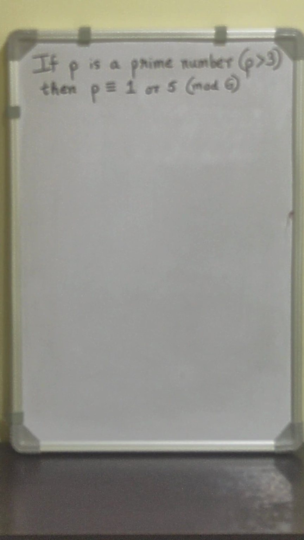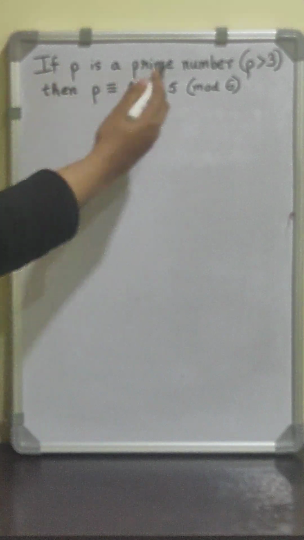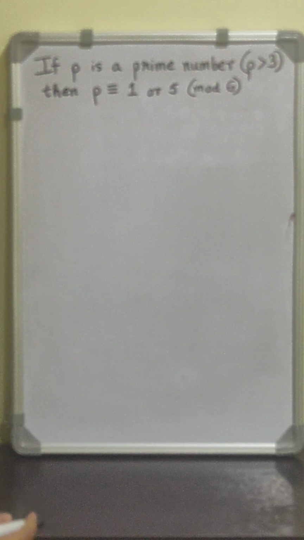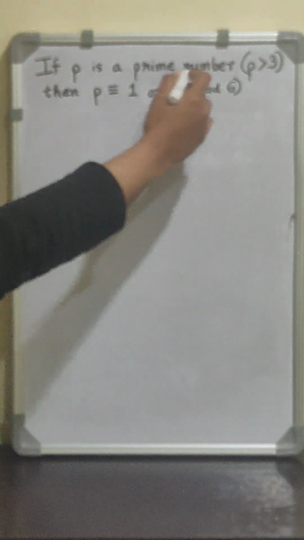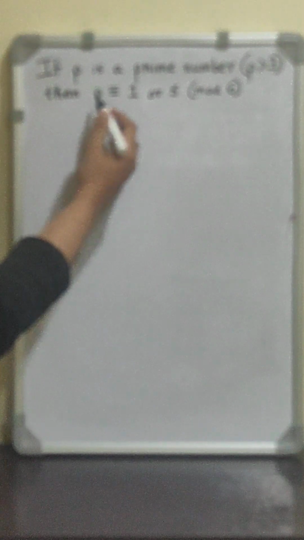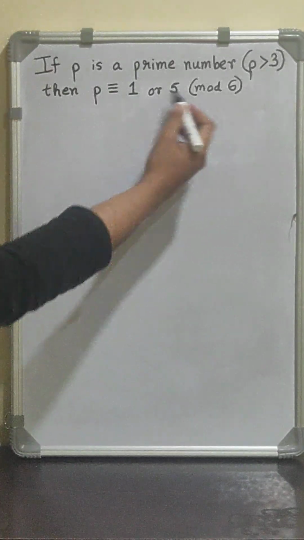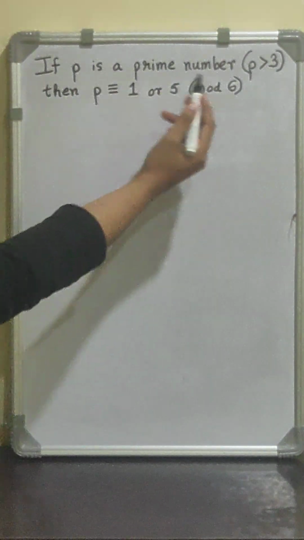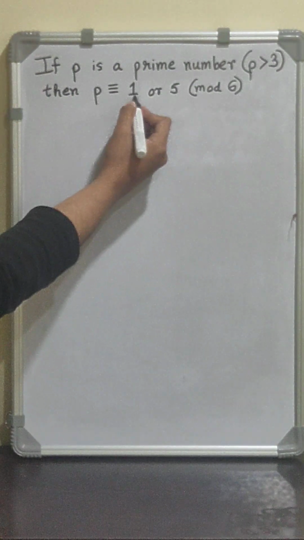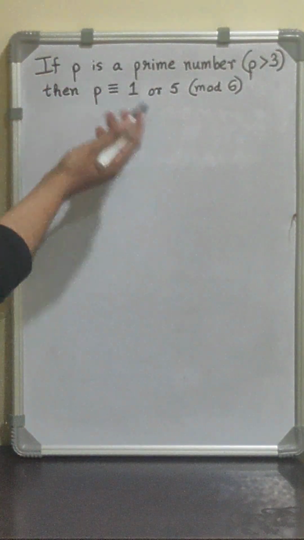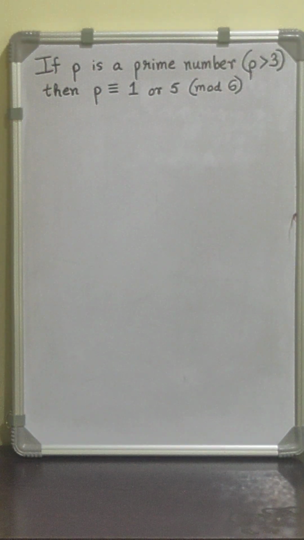In this video we are going to see a pretty interesting property of prime numbers, that's again in number theory. So we're saying that if p is a prime number greater than 3, then p when divided by 6 is congruent to 1 or 5. That means when p is divided by 6, we get a remainder of either 1 or 5. So we are about to prove this formally.